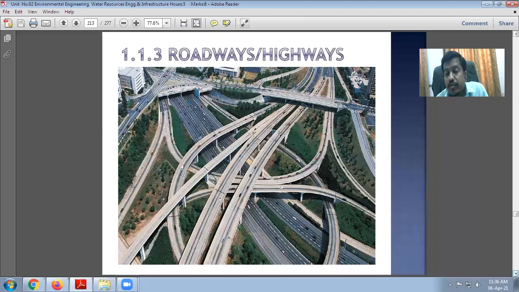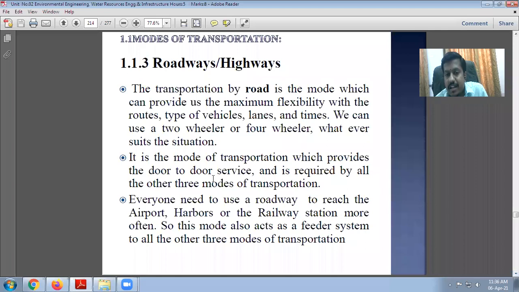Now the third mode of transportation, that is roadways. I think everybody is familiar with the roadways. Basically, the road transportation mode is the mode which can provide us maximum flexibility with the routes, type of vehicles, lanes, and the times. We can use a 2-wheeler or 4-wheeler, whichever suits our situation. It is the cheapest mode, and it provides door-to-door service as compared with the other 3 modes of transportation.